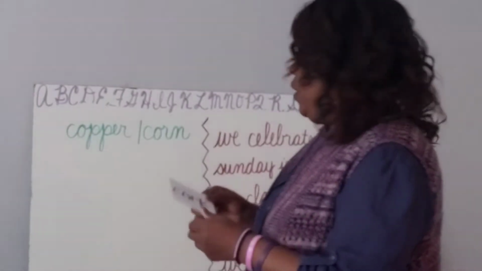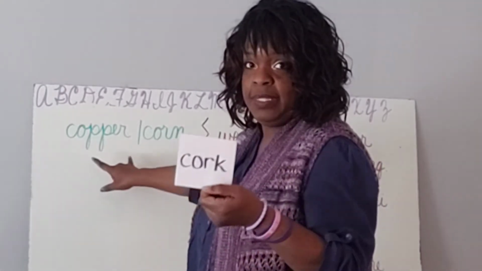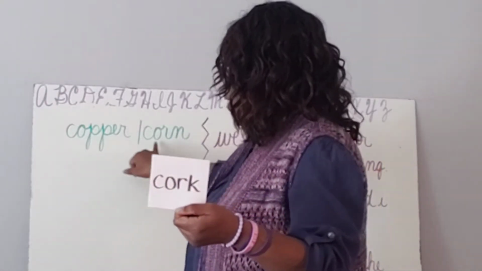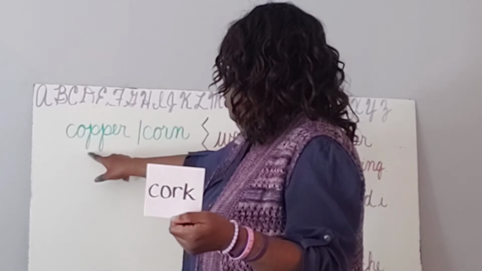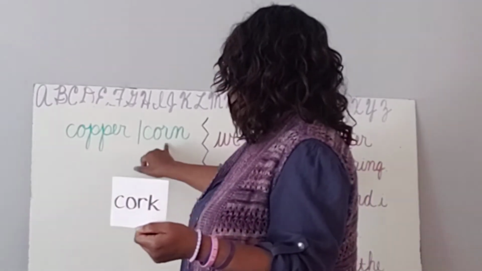So first of all, we look at our first letters. They're all the same, C, and then O, and then we go to the third letter because they have C's and O's, and now we go to P and R.